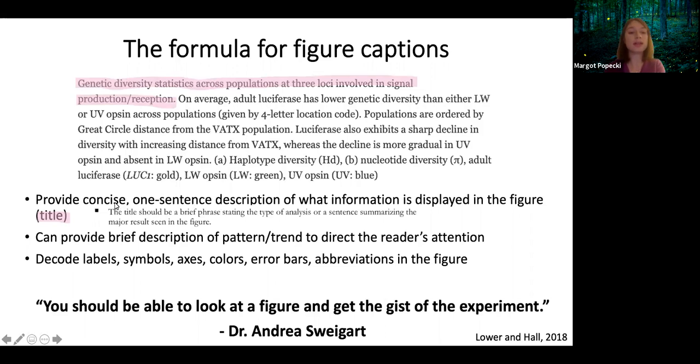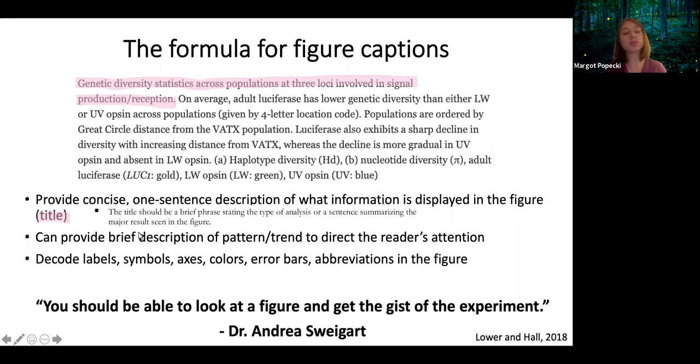Provide a concise one-sentence description of what information is actually displayed. And you see that right here. They do a great job of clearly stating what is going on, what data is portrayed in this figure. They're looking at genetic diversity statistics across populations at 3 loci involved in signal production and reception.